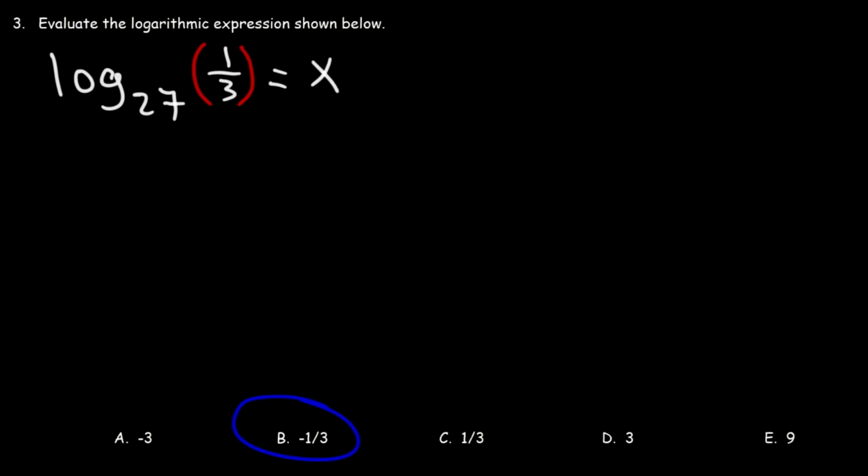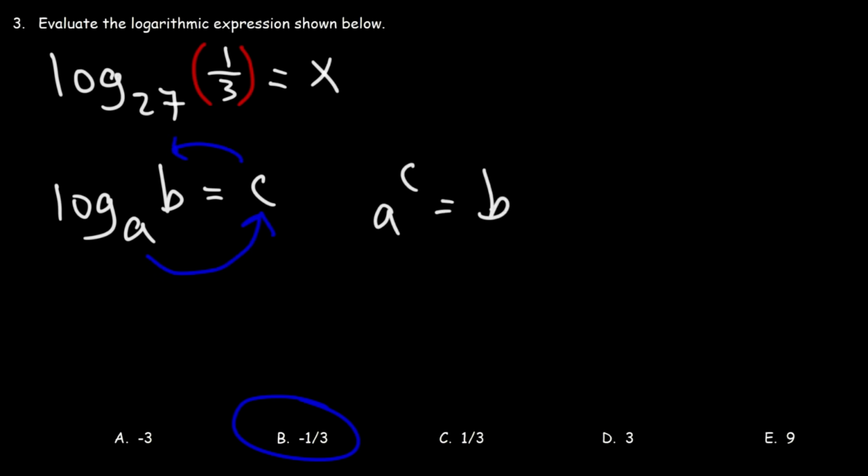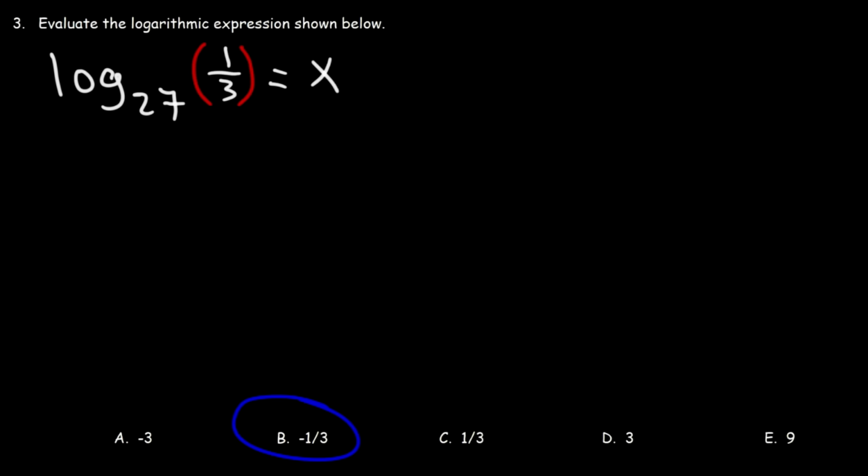Set this whole thing equal to x, and then convert the logarithmic expression into an exponential expression. Let me give you an example. Log base a of b is equal to c. A raised to the c is equal to b. So that's the process that you could use to convert it into an exponential expression. So we're going to say that 27 raised to the x is equal to 1 over 3.